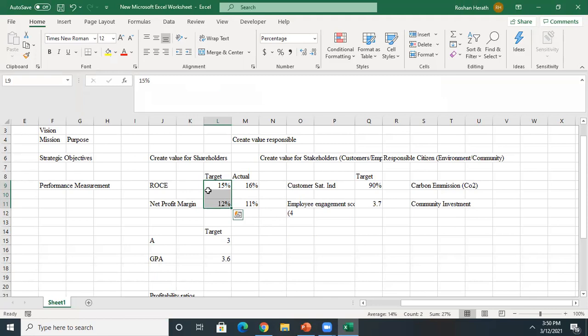Or even you may be looking at an intercompany scenario, right? You may be comparing the situation of two companies.